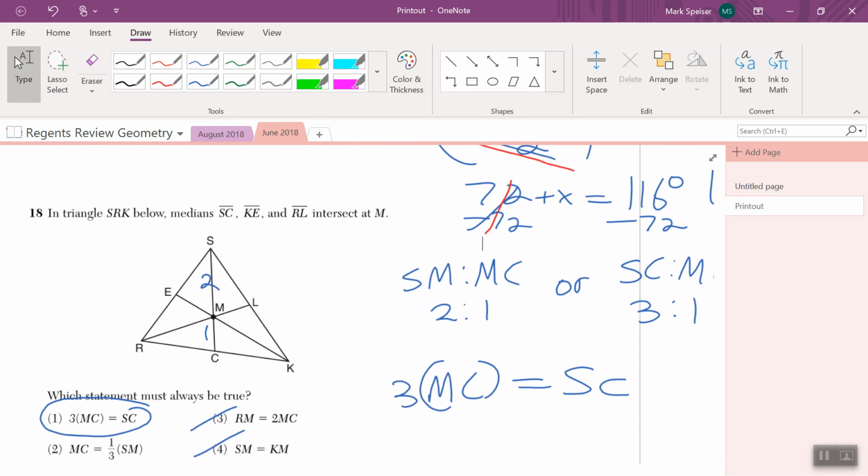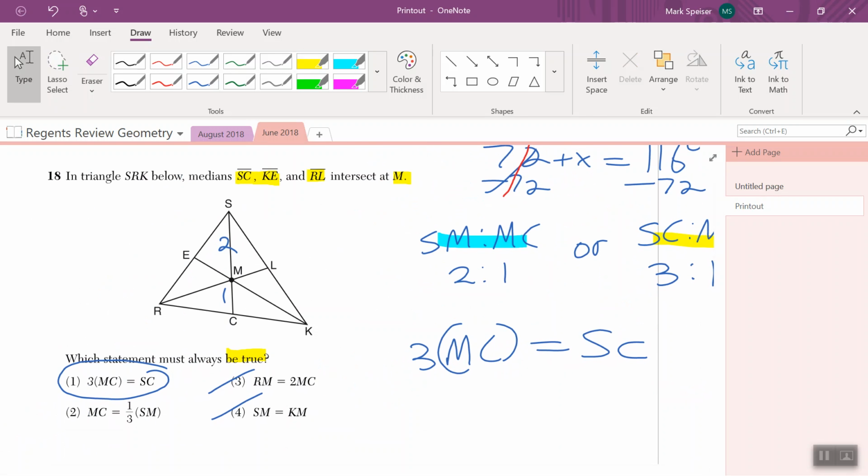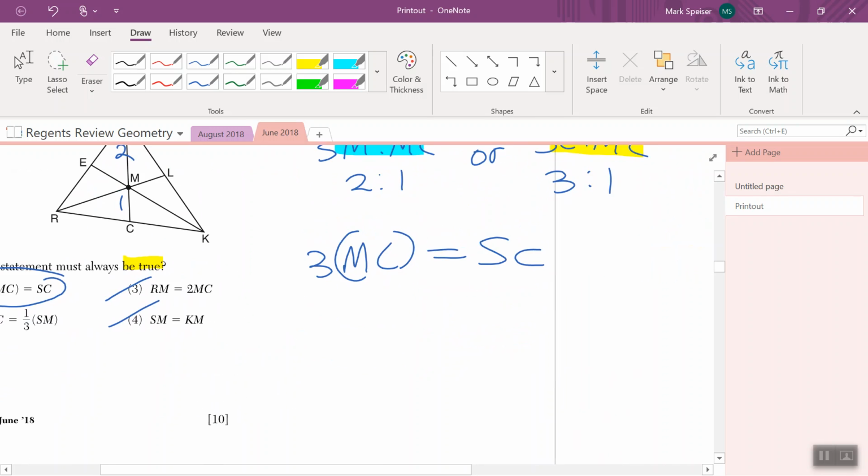On to question number 18. In triangle RK, below medians segment C, segments KE, and segments RL intersect at point M. Which statement must always be true? Well, the ratio of a median SM to MC is 2 to 1, or the whole length SC to the bottom part, MC, is 3 to 1. So if you know SC, you know MC, 3 times MC equals SC, which is choice number 1. Based on these two ratios. On to question number 19.